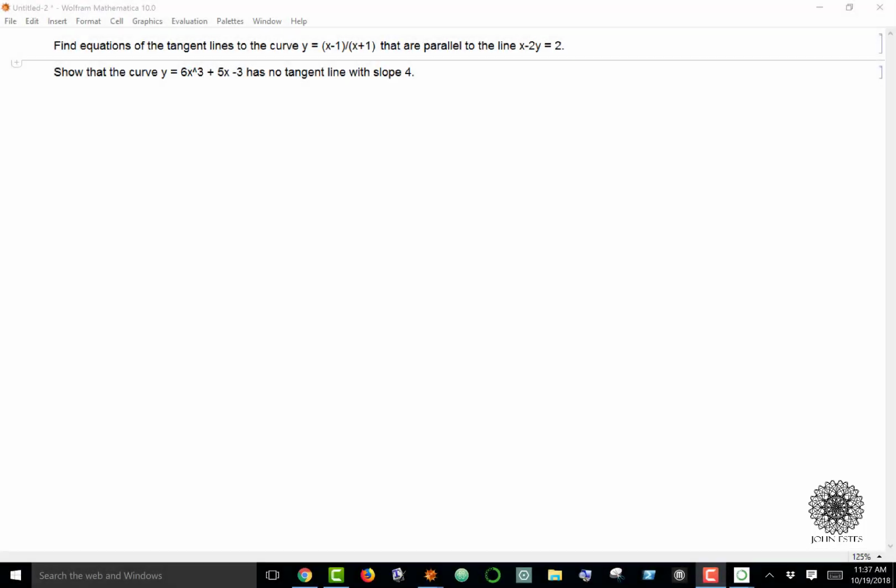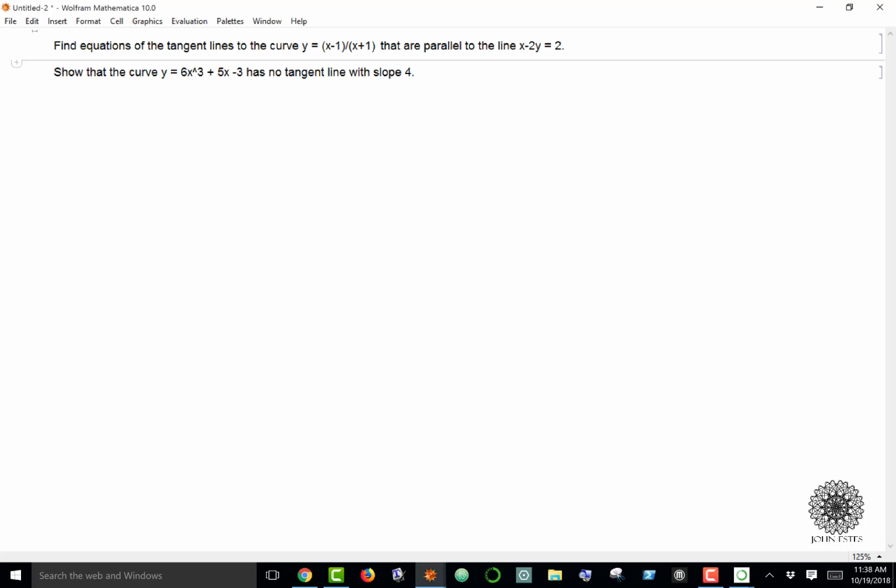I want to show a couple examples of using calculus in Mathematica, and the first one is: find equations of the tangent lines to the curve y equals (x - 1)/(x + 1) that run parallel to the line x - 2y = 2.